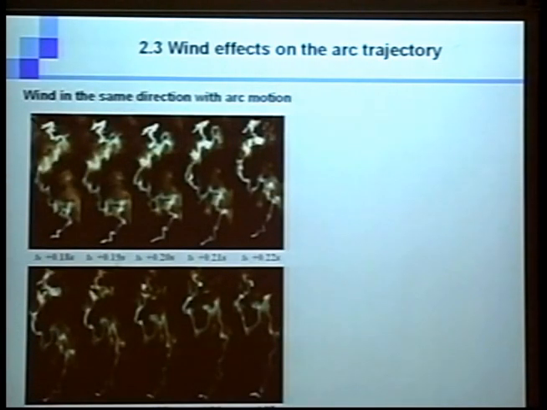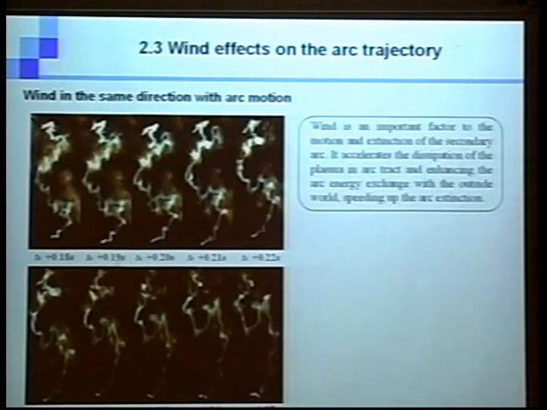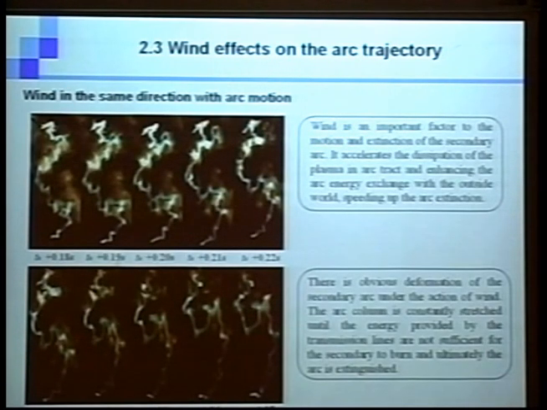Here, the picture shows the wind in the same direction as the arc motion. Even without wind, the arc will move upward or outstretch, to the long arc length. If the wind is in the same direction as the arc motion, then what happens? It will accelerate the dissipation of the plasma in the arc track and enhance the arc energy exchange with the outside world. In that case, the arc extinction speeds up, which means the arcing time will become shorter.